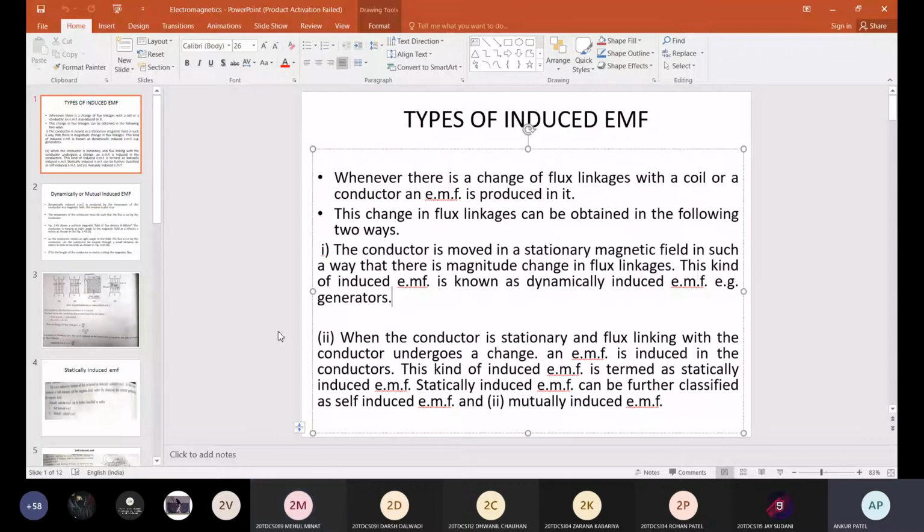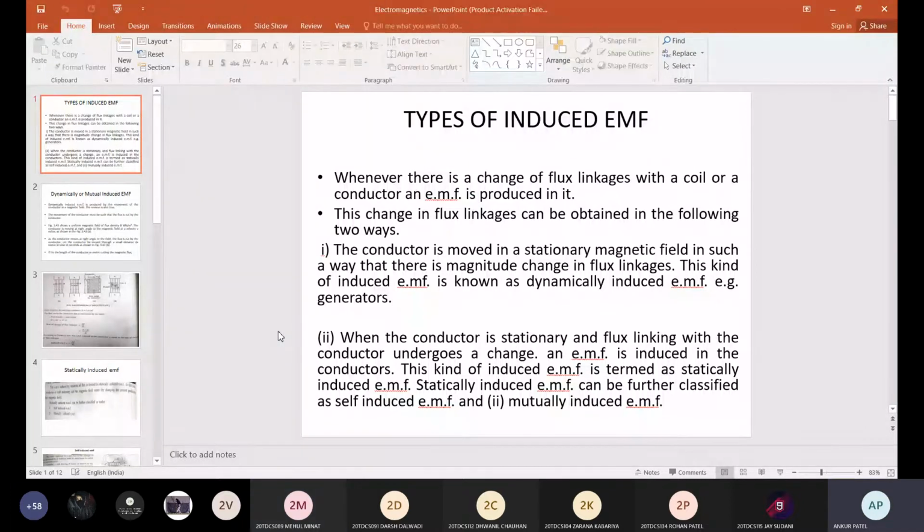The second case is when the conductor is stationary and there is a variation of flux linking with the conductor. When the conductor is stationary and the flux linking with the conductor undergoes a change, an EMF is induced in the conductor. This kind of induced EMF is termed statically induced EMF.